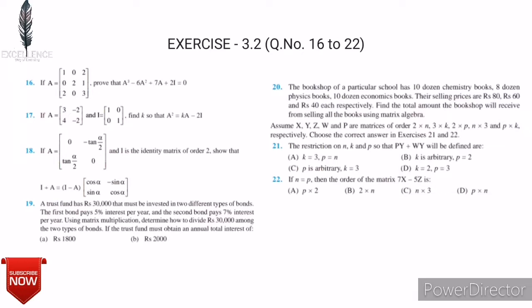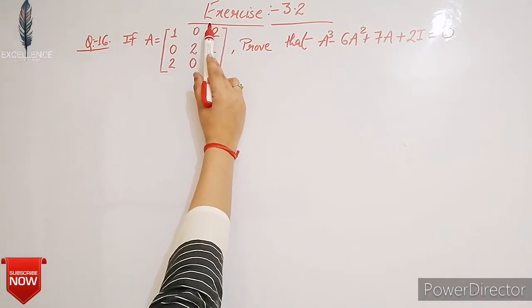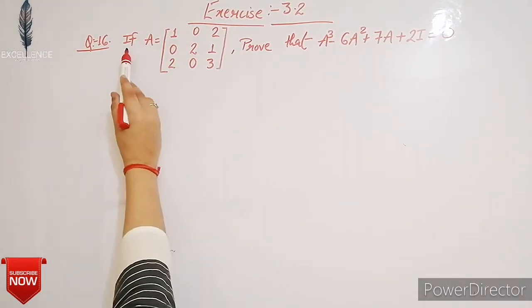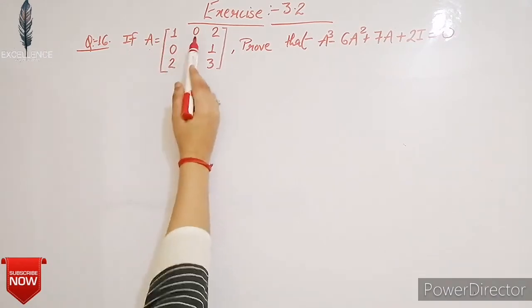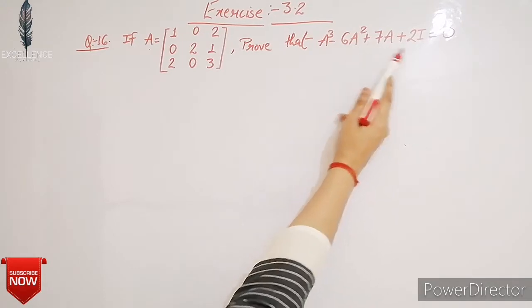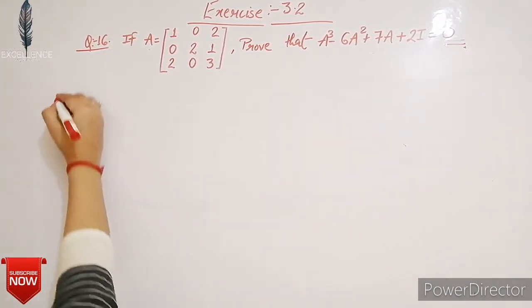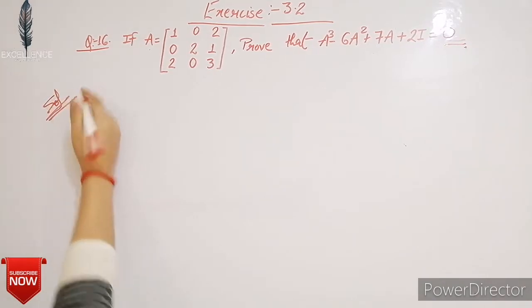In today's session, we will discuss exercise 3.2 question number 16 to 22. Okay, let's see the question number 16 from exercise 3.2. Here we are given A equals this matrix and we have to prove that A cube minus 6A square plus 7A plus 2I equals O, that is the 0 matrix. Okay, let's solve it.